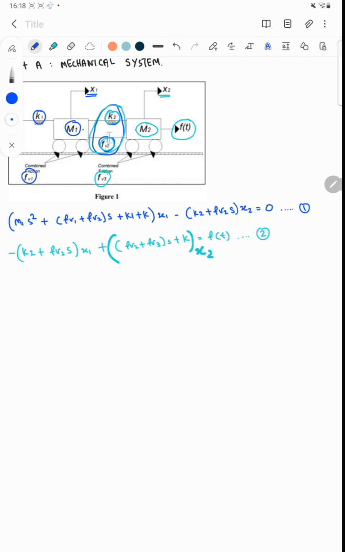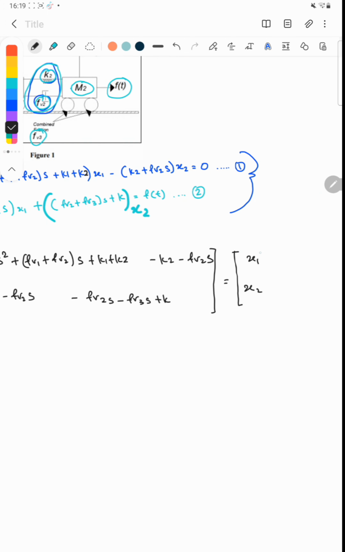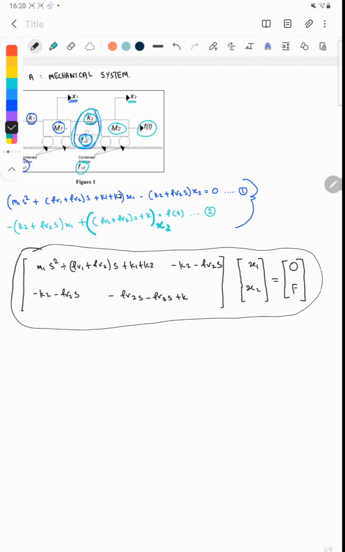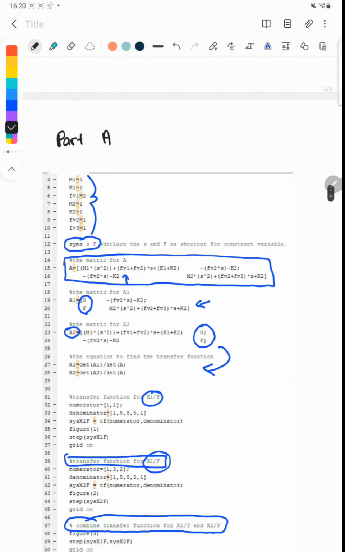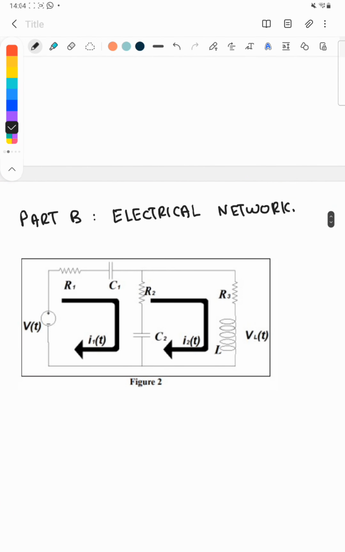After we get these two equations, we will create a matrix because they have two equations here. So it will end up like this. After we get this matrix, we will use this value and put it on the MATLAB like this. Next, for part B, electrical network.